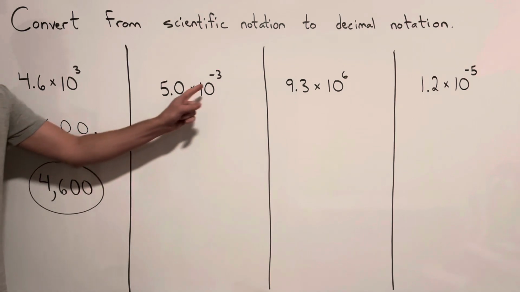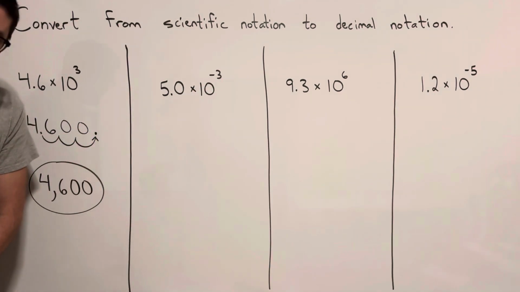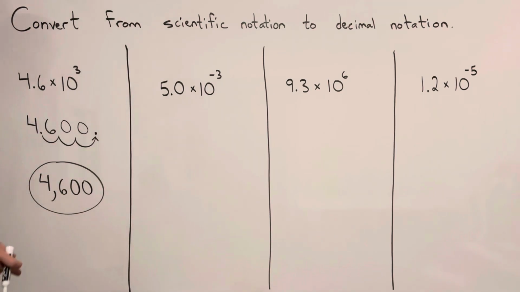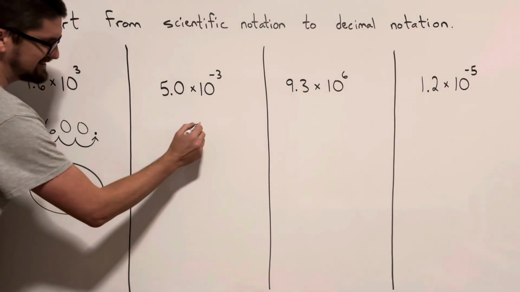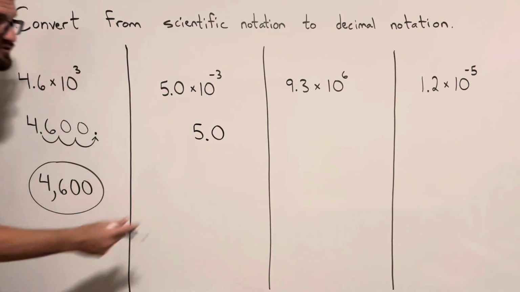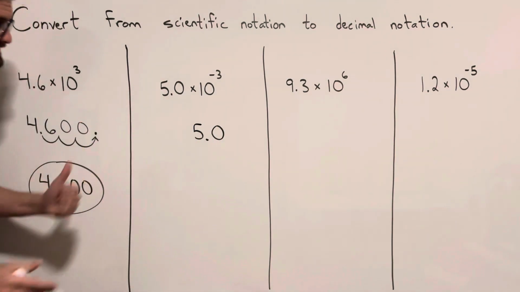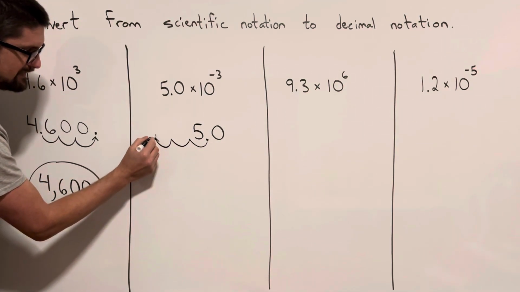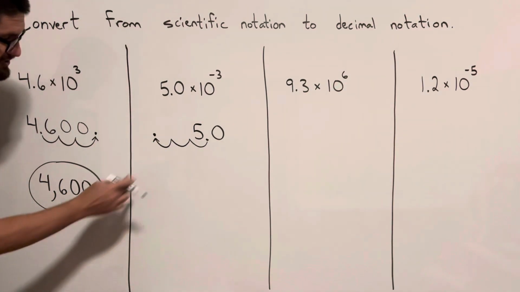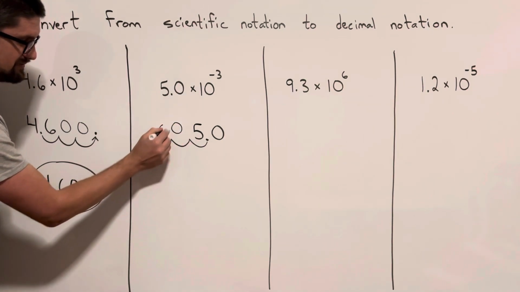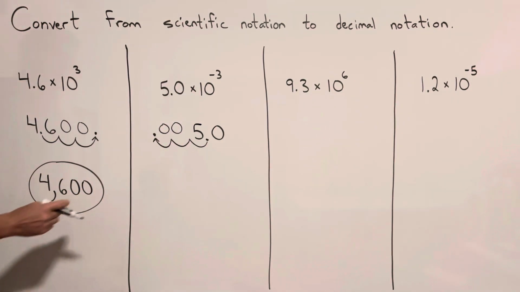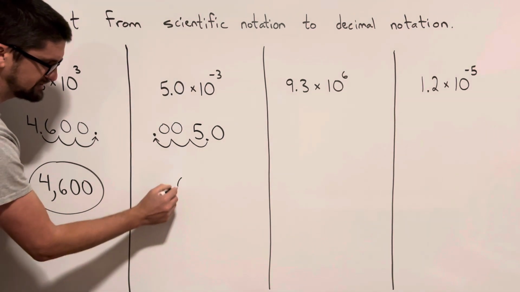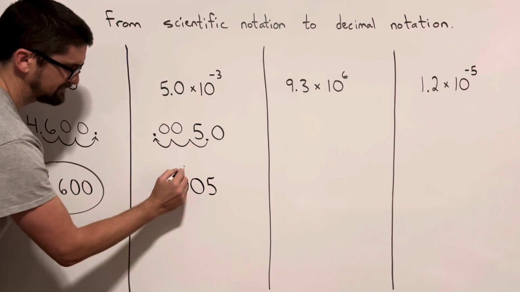Now the other situation is if the exponent is negative. That's going to create a number between 0 and 1. And for that to happen, you're going to have to move the decimal to the left. So it's going to move to the left 3 spots. And it's going to end up right there. So that happens, you're going to create 2 zeros in front of the 5. So the decimal notation here is going to be 0.005.